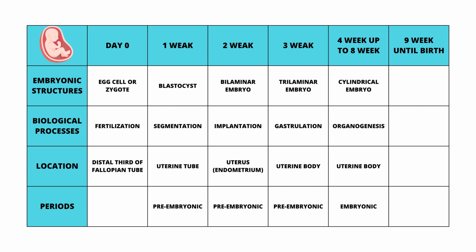Between the fourth and eighth week, the embryo obtains a cylindrical configuration. It ceases to have a lamellar configuration, and the main biological process is organogenesis. All the outlines of the embryo's organs that will form the future systems are formed. The embryo remains in the uterus, and these weeks are called the embryonic period.